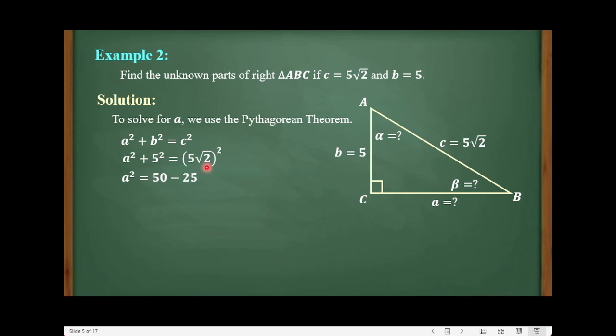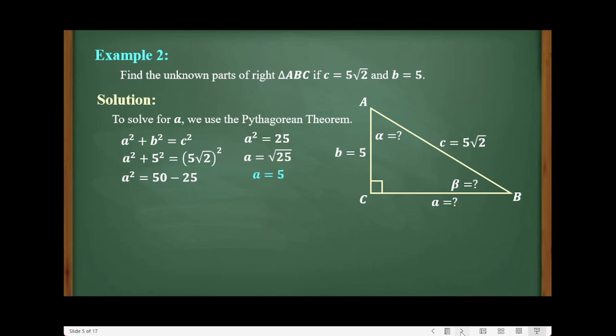And 50 here is this one. Then you get the difference on the right side. So a squared is equal to 25. Then you get the square root of both sides from this equation. So you will have a is equal to 5. Okay?